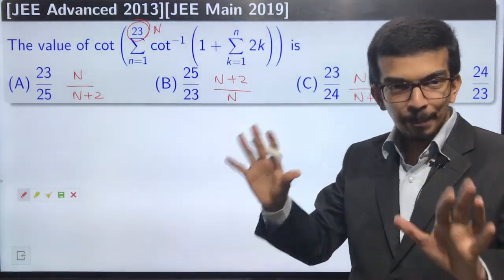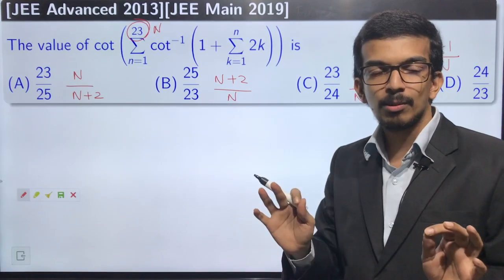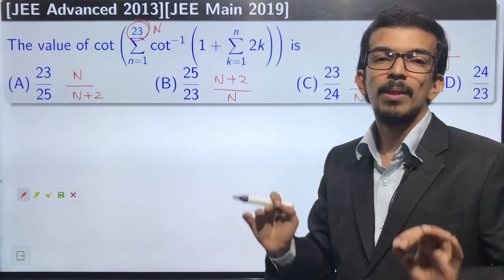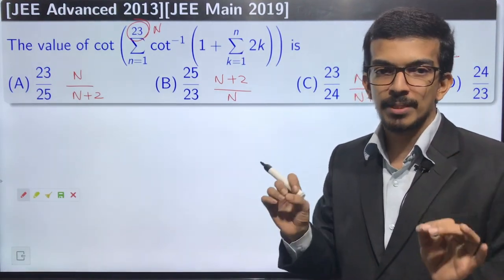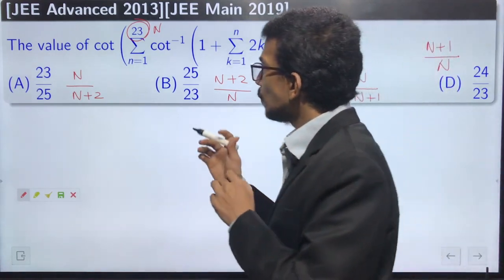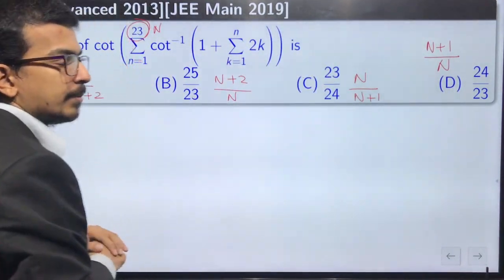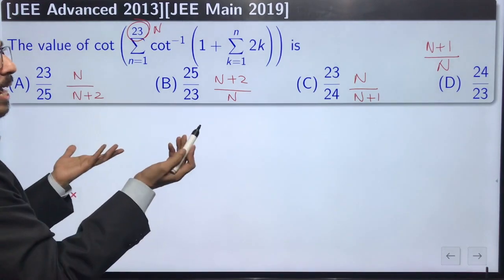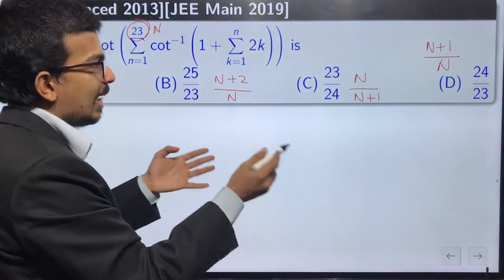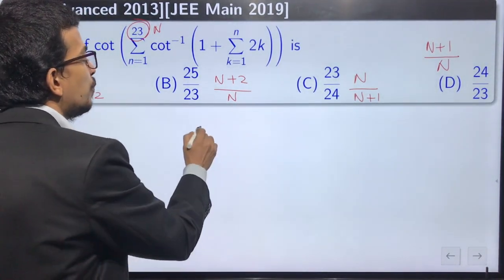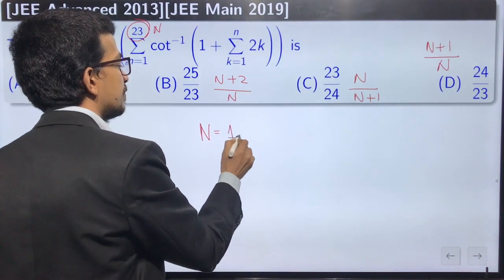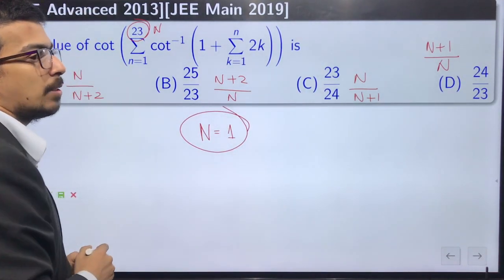So I replace the question. I'm going to generalize the question. I'm going to think from the perspective of the question paper setter. So this is the question now. Again, N can take any value, right? N can take any value. So I'm going to put capital N as 1.